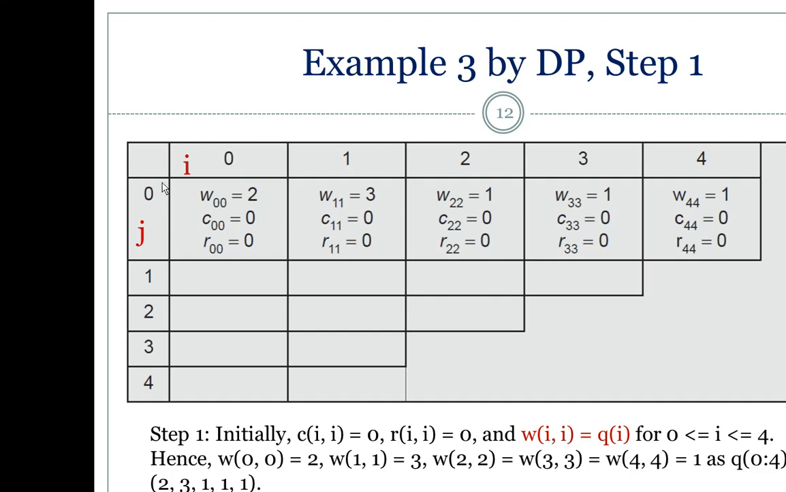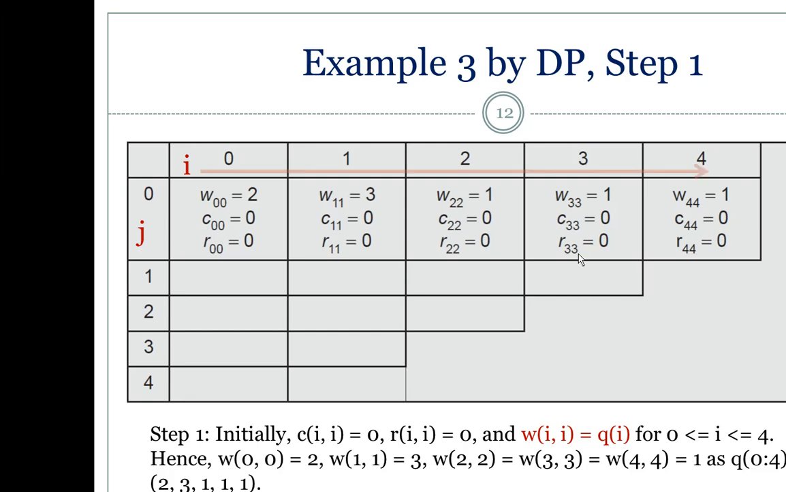Initially the cost C of 0 0 and R of 0 0, C of 1 1 and R of 1 1, the cost and the root value is 0. Initially C of ii is 0 and R of ii is 0. In step 1, W of ii, that is W of 0 0, is equal to Q of 0. In the problem, Q from 0 to 4 is given and the values are 2 3 1 1 1. So we have listed all these values as they are in step 1.